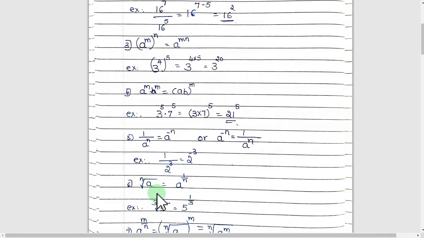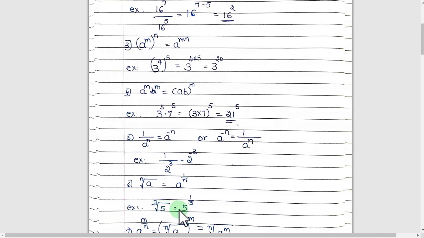Next, nth root of a. nth root of a is equal to, we can write that as a to the power of 1 by n. For example, third root of 5 is equal to 5 to the power of 1 by 3. This is another way of writing.